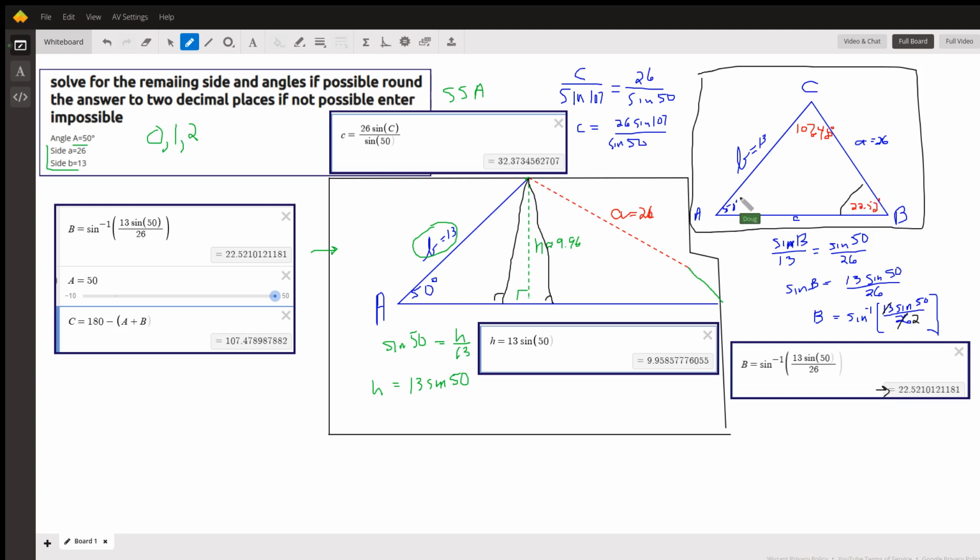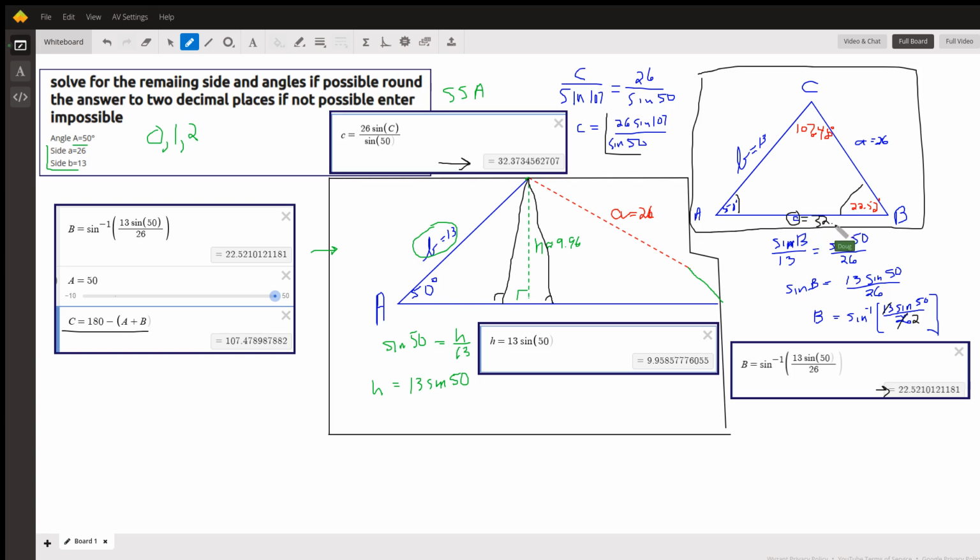And so you can add these two together, A and B, subtract from 180, and you get what angle C is, 107. And now you can use the law of sines to get side c. That's the missing side. So c is to the sine of big C as 26 is to the sine of 50. c equals 26 sine of big C divided by the sine of 50. And that's what this is right here. So this little c is about 32.37.